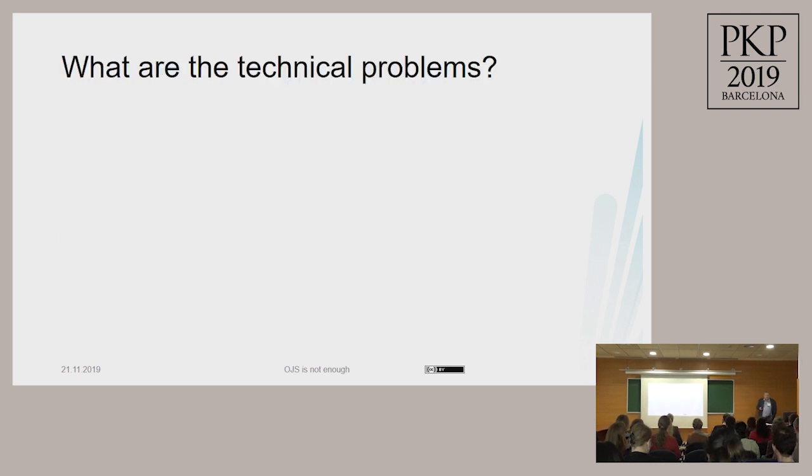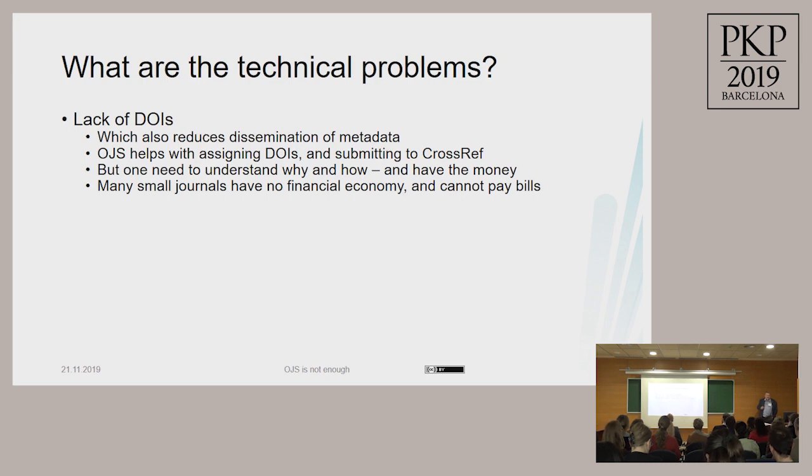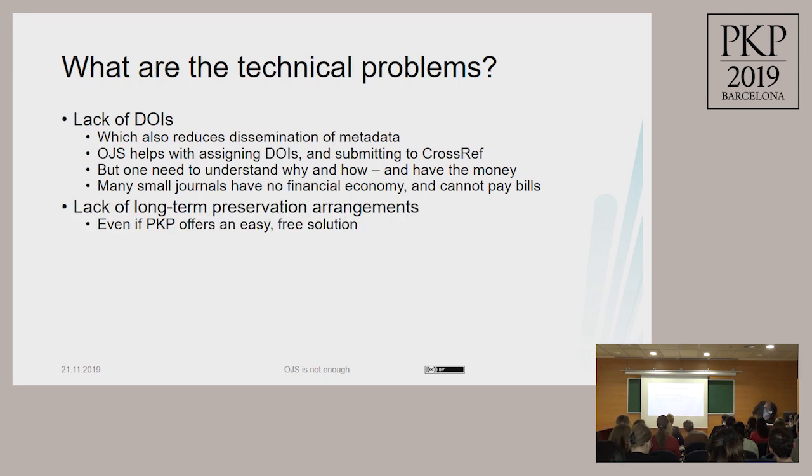So what are the technical problems? There's a lack of DOIs. Probably because many editors don't understand what the DOI is and why they should have a DOI. The lack of DOI reduces dissemination of metadata. OJS helps you with assigning DOIs and submitting this to Crossref. But you need to understand why and how, and you have to have the money. The bill is not big. But many small journals don't have any financial economy at all. Zero income and zero ability to pay bills. Sorry. There was a hole in the floor. Not big enough to escape it.